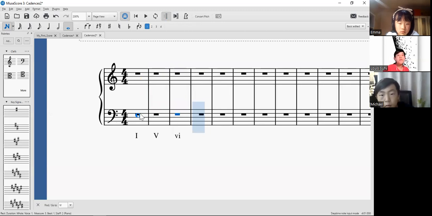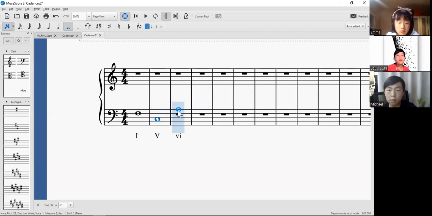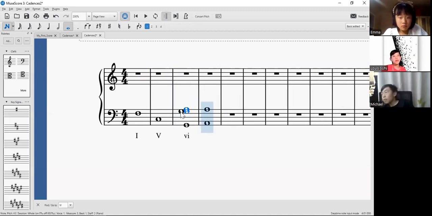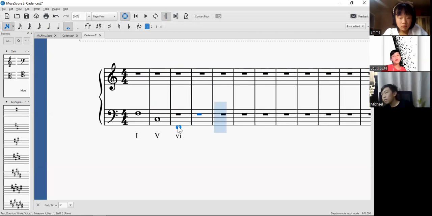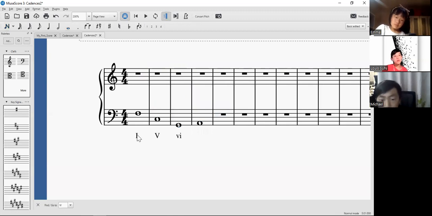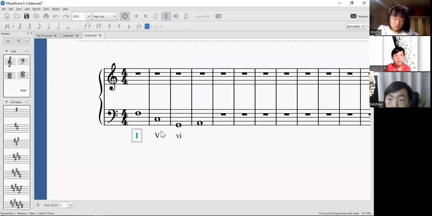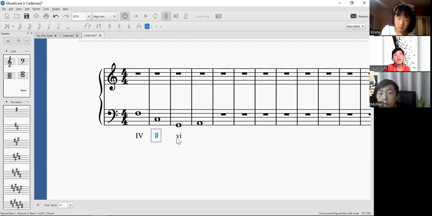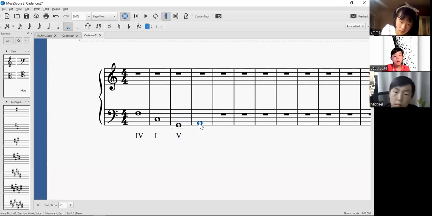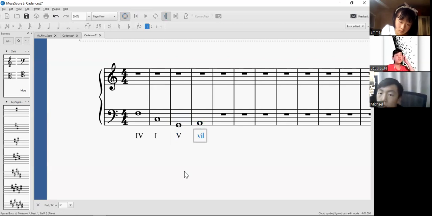So, 4, 1, 5, 6. We're gonna get used to writing some 4 chord progressions now. I think I'm gonna put that down there. So I'm just gonna write the chords in. 4, 1, 5. 6 is a minor triad, so lowercase.